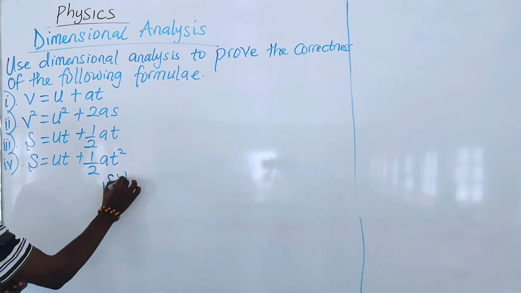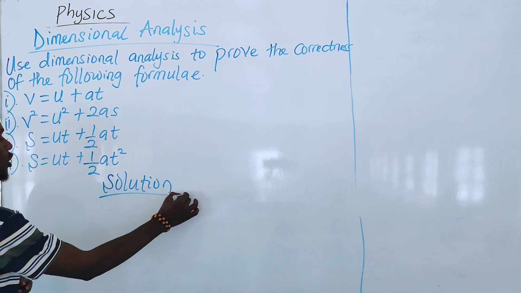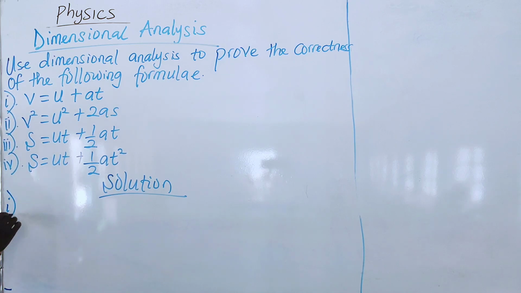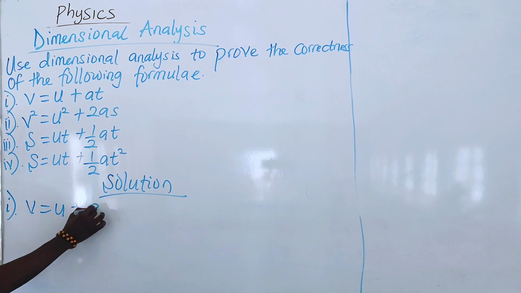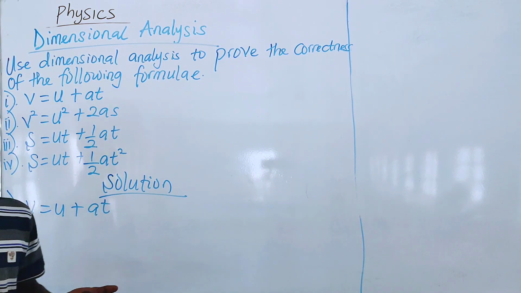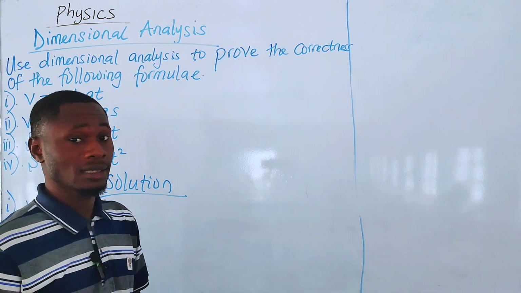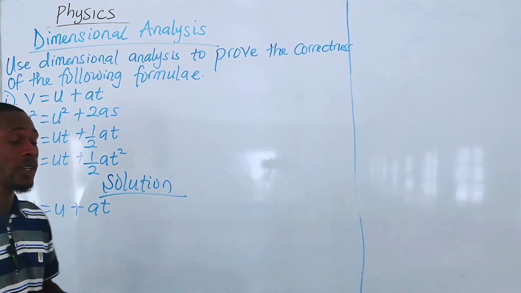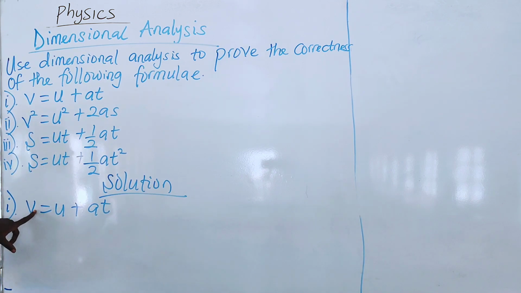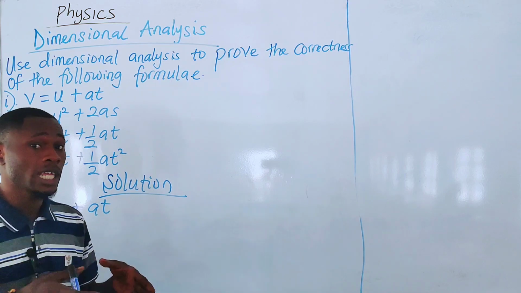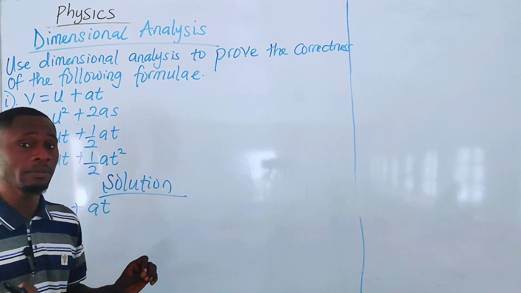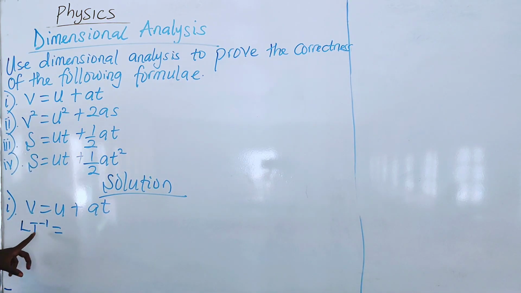Now, the first equation we have, V is equal to U plus at. Now, let's substitute their respective dimension and then see if it is going to be dimensionally correct or not. So, V here, we know it's the final velocity of the body. And the dimension of velocity, we know is already LT minus 1. So, be it an initial velocity or a final velocity, they are both velocity. So, they have the same dimension. So, final velocity is LT minus 1.